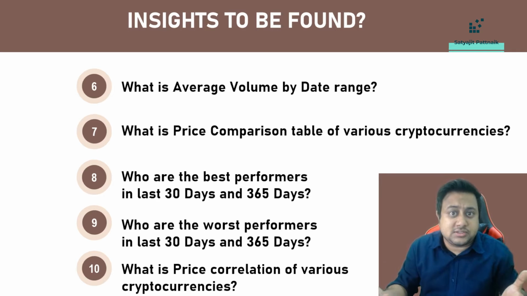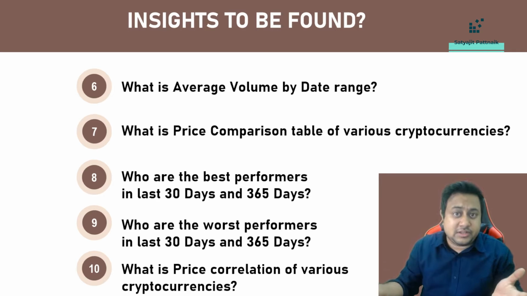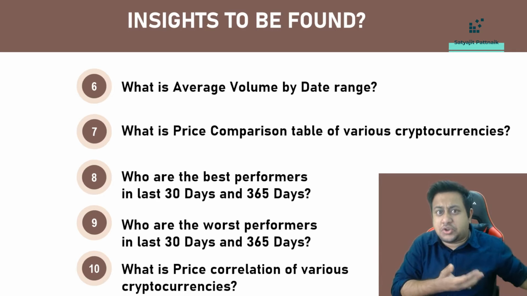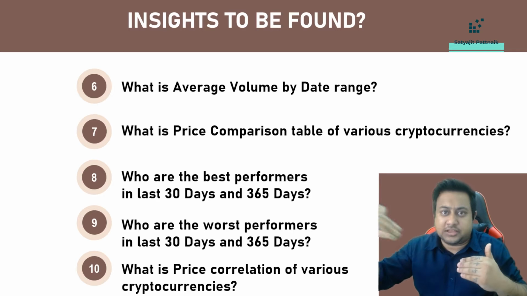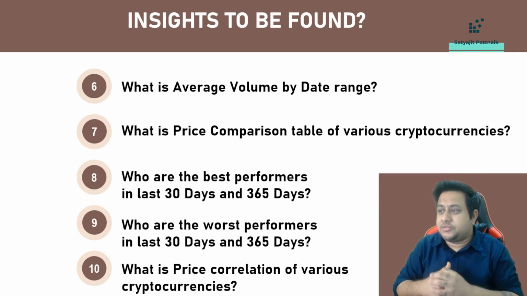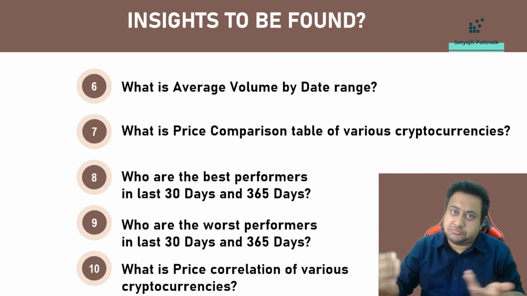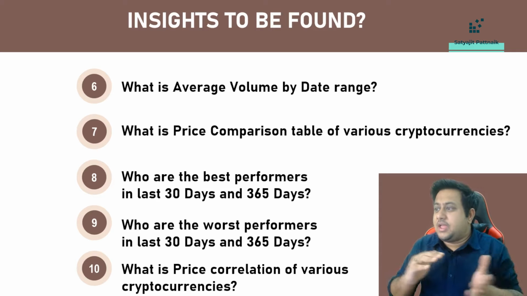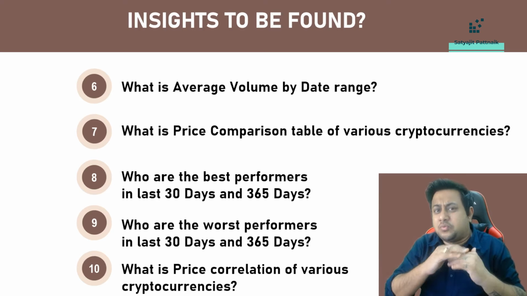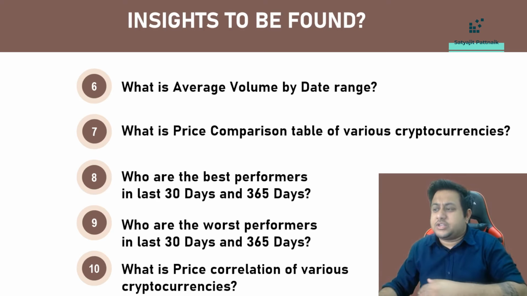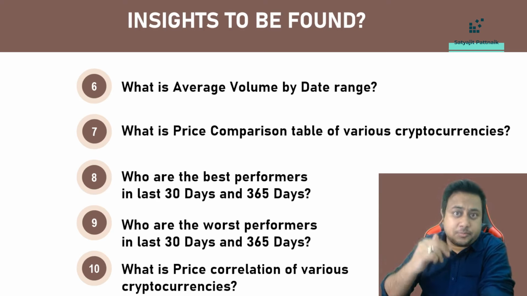various cryptocurrencies? Now there are more than 20 cryptocurrencies that we have scraped so far. Who are the best performers in the last 30 days or 10 days, based on whatever your requirement is from your manager? If the manager needs the last 10 days or 30 days, who are the worst performers, which coin is worst performing, and what is the price correlation of various cryptocurrencies?